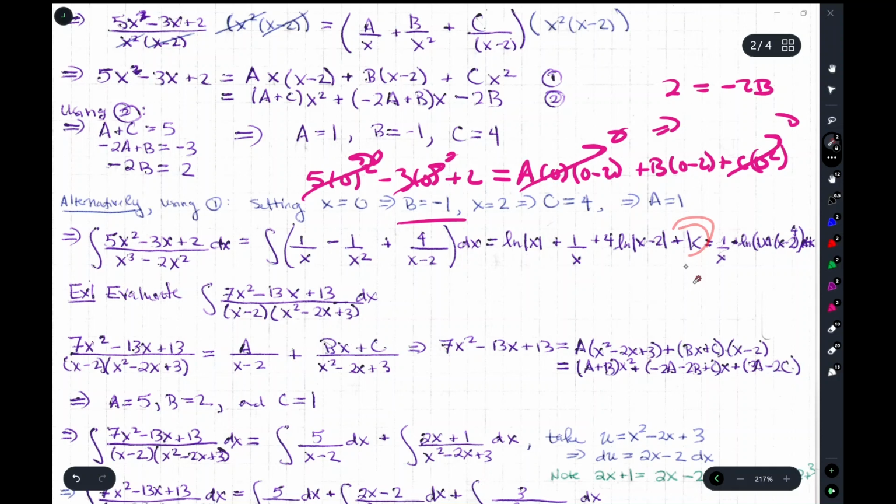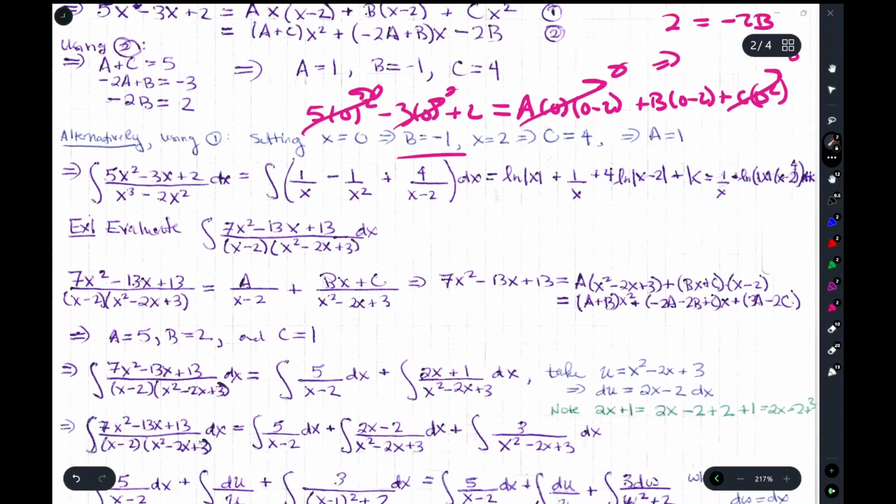And plus a constant. This is a constant. We're used to seeing c, but because we used c up here, we're going to use k. And we have our final answer. We could combine the terms. This is also a good final answer, but we could also combine the logs and have natural log of x times x minus 2 in here.